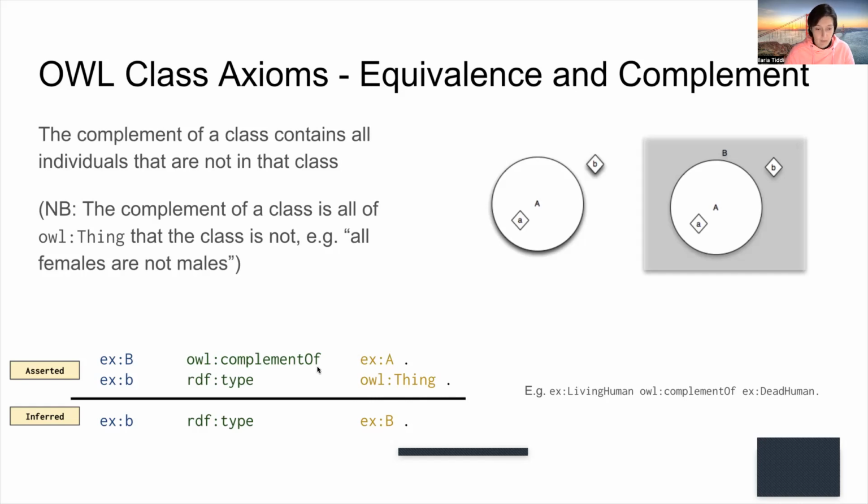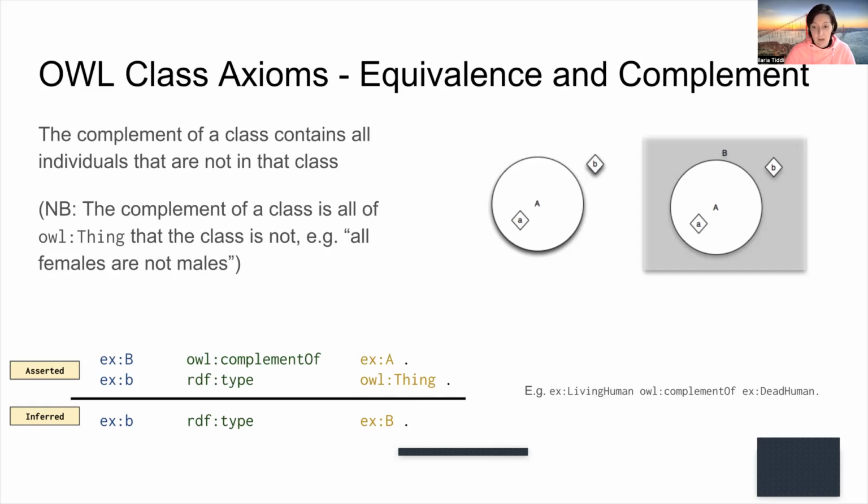the instance a belongs to A. And we say the instance b is of type OWL thing. The reasoner will therefore automatically infer that b belongs to the class B and not to the class A. So the complement of a class is all of OWL thing that the class is not.